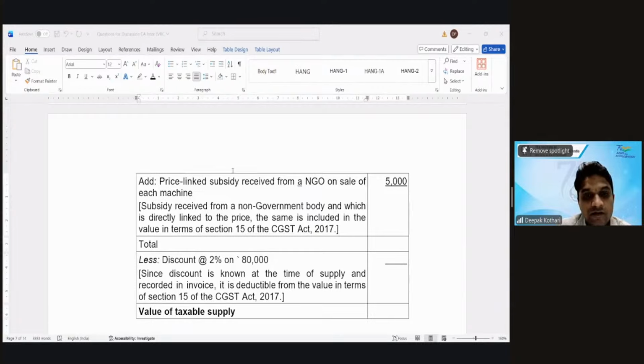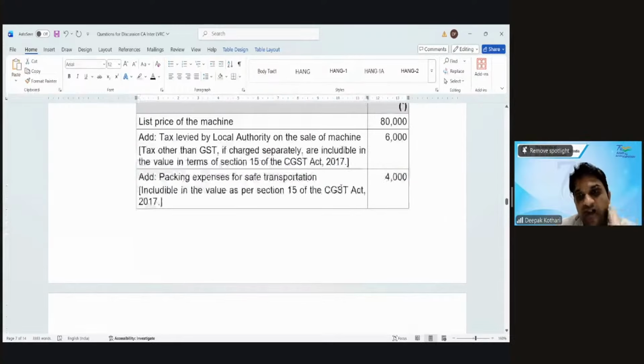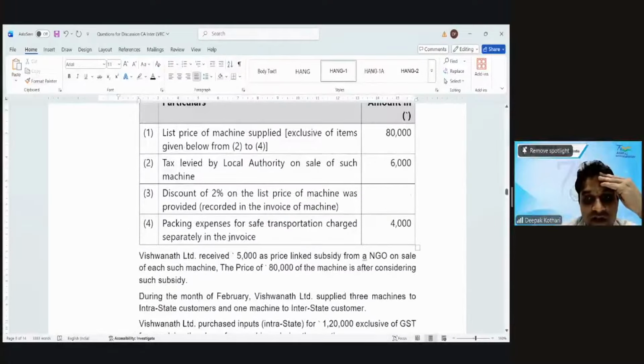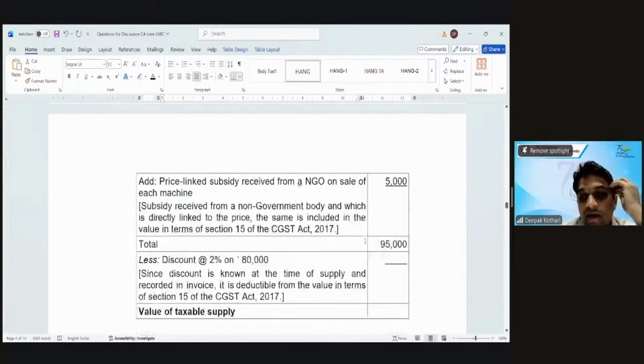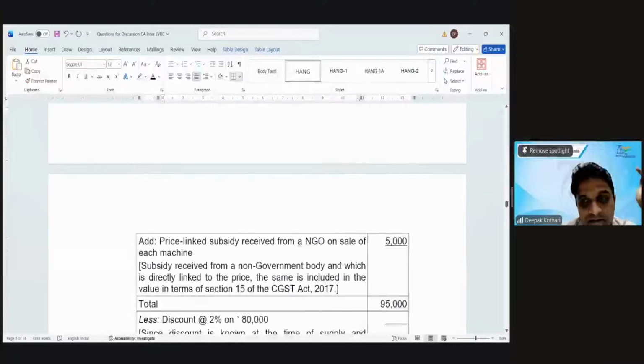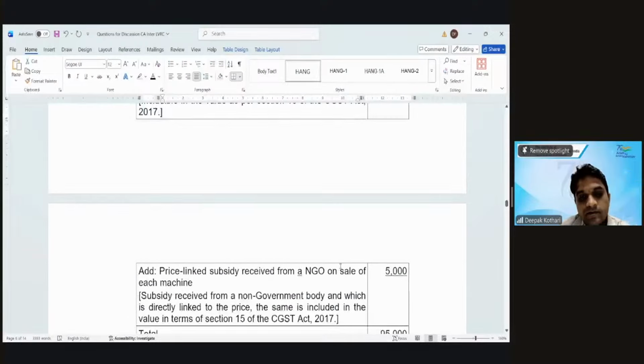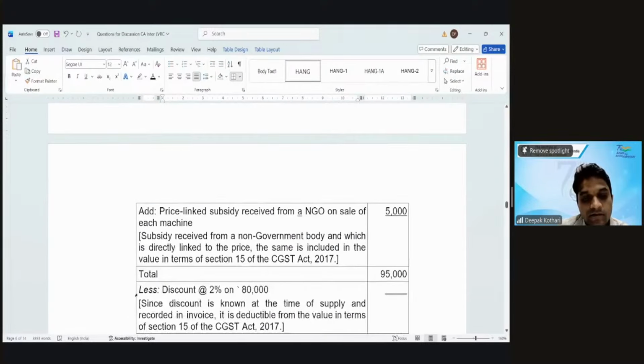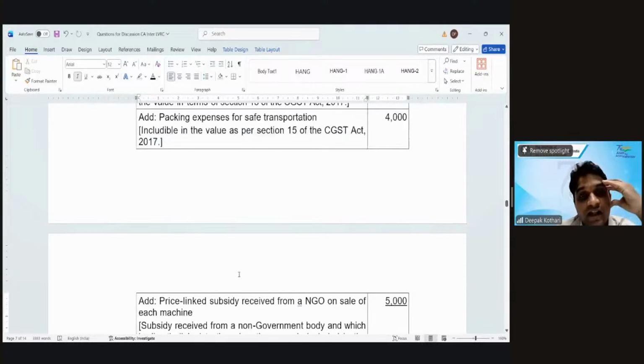क्लियर? तो total यहां तक कितना होता है, total is 95,000 till here। इसमें reduction होगा क्योंकि discount दे रहे हैं। कितना discount दे रहे हैं यहाँ पे, discount of 2% on the list price. So I will take 95,000 minus 2%. नहीं, I will take discount of 2% on 80,000 rupees. ऐसा क्यों?